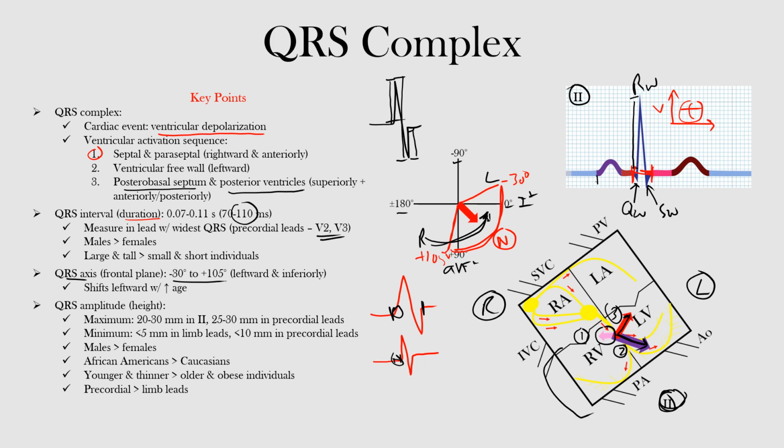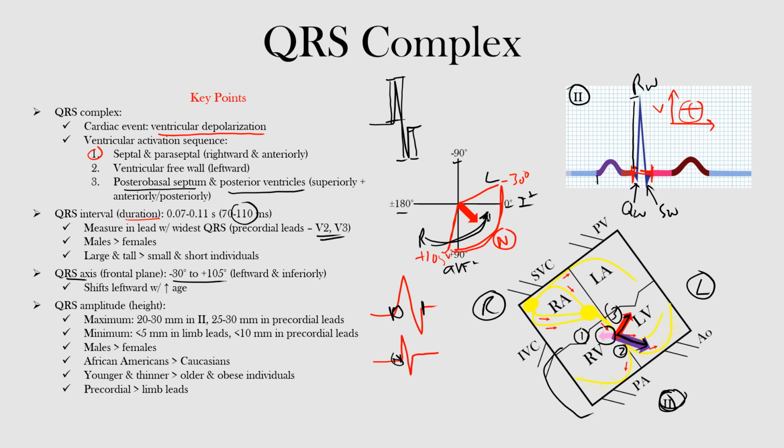It tends to be greater in males than females, greater in younger and thinner individuals compared to older and obese individuals, greater in African Americans compared to Caucasian individuals, as well as greater in the precordial leads than the limb leads. In general, the QRS voltage will come in handy when we start discussing ventricular hypertrophy and enlargement, in which the QRS amplitude may increase, okay, and then along with conditions that may decrease the QRS amplitude, such as obesity, pericardial effusion, and emphysema. There are also some other factors that can influence the QRS complex, but we won't get into them here.